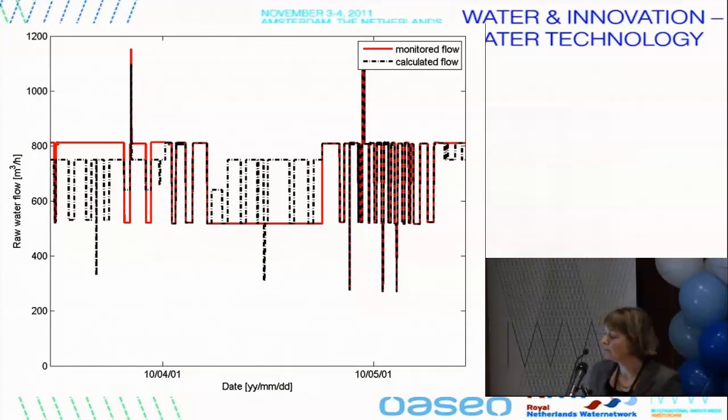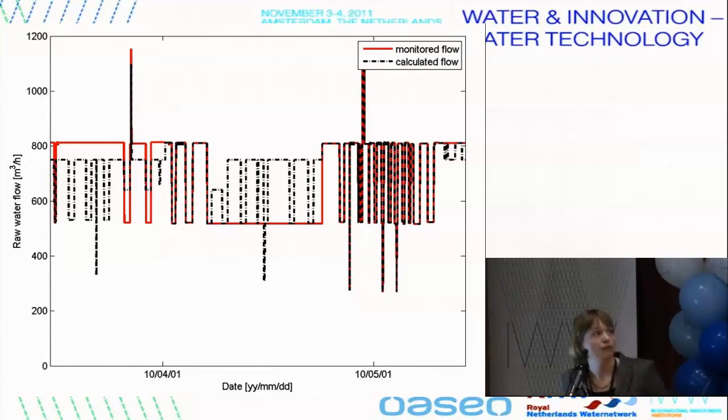However, if you look at this graph, you see the raw water flow, in which the red line indicates the monitored flow, and the black dotted line indicates the calculated flow, based on the number of pumps that are switched on and the known flow per pump or per well. And you see that this is a period of 1 month. And what you see is that in some situations, there is actually a difference between the measured flow and the calculated flow. So this can either mean my flow measurement is wrong, or my pump isn't giving, or my well isn't giving the amount of flow you would expect it to be. But it is an indication that something is deviating.